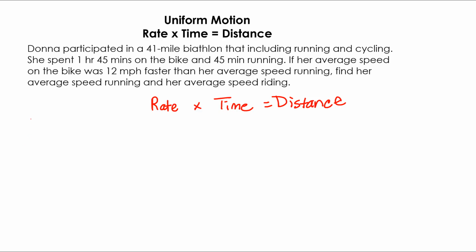There are two situations here. So Donna participated in a 41-mile biathlon, which included running and cycling. She spent an hour and 45 minutes on the bike, and she spent 45 minutes running. Her average speed on the bike was 12 miles per hour faster than her average speed running. And the total distance of the whole biathlon is in the first sentence, and it just says 41 miles.